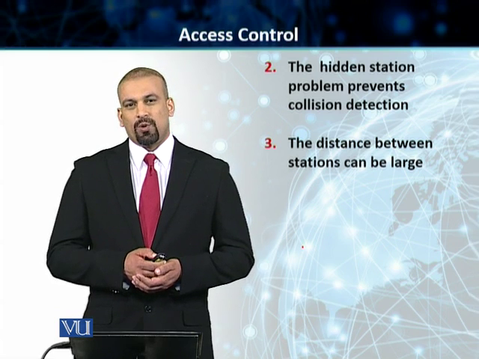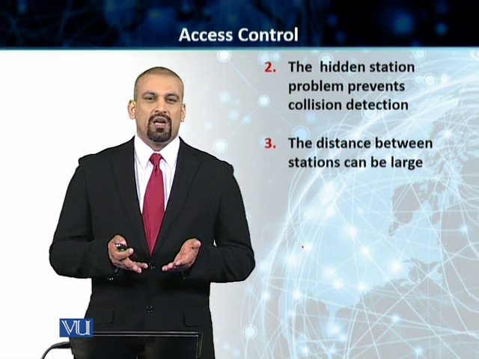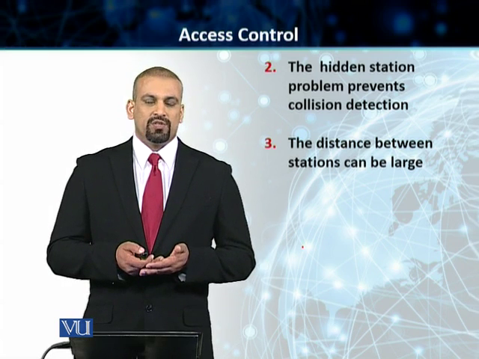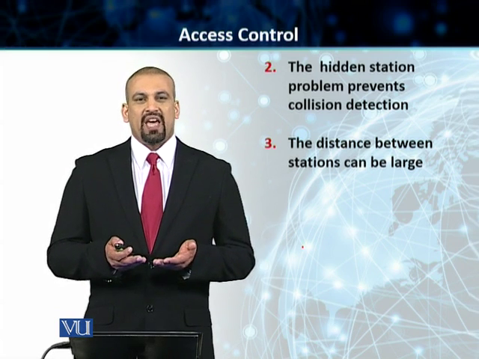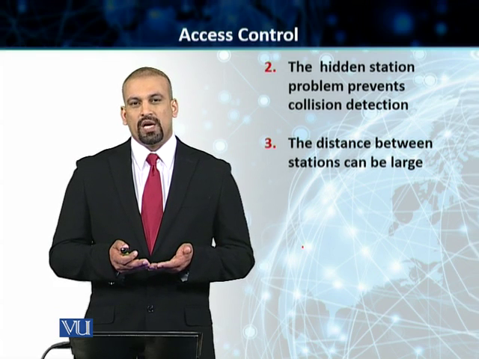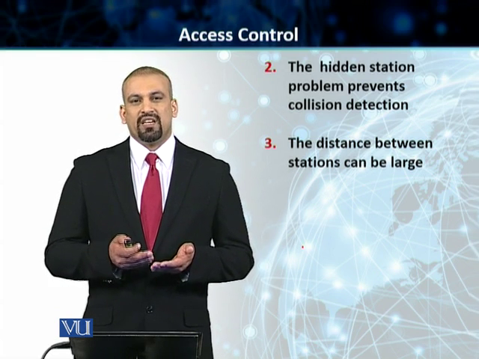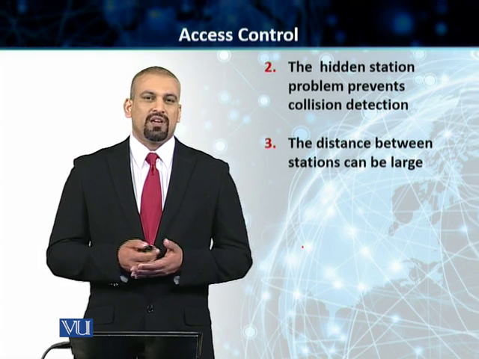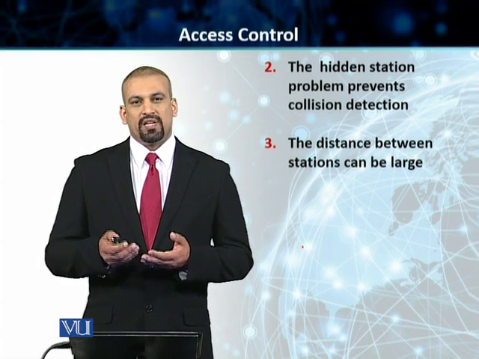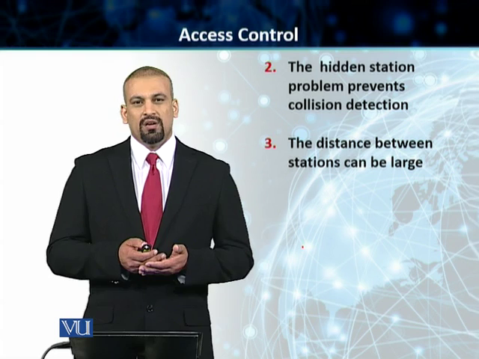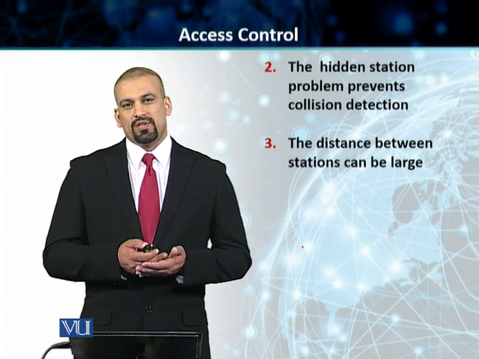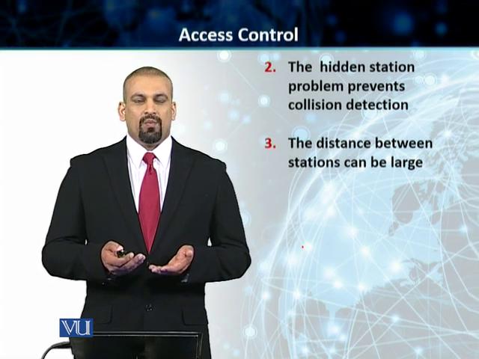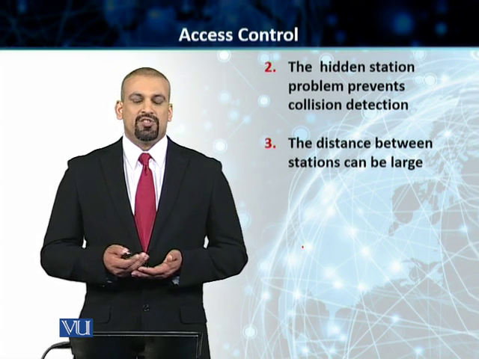The third and the last problem is the distance between the wireless hosts. Because they're not connected using any cables or wires, the distance can be very large between two wireless hosts. And because of that, signal fading occurs. And when signal fading occurs, the collision information that is sent from one host to the other does not reach the first host, and therefore we do not receive any collision information.